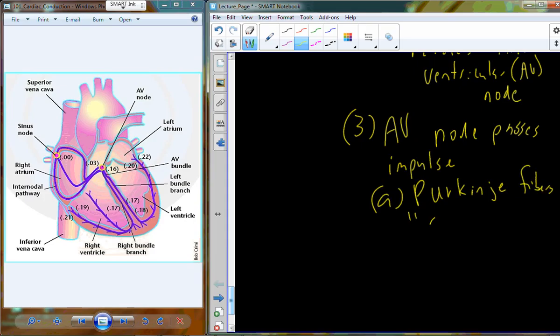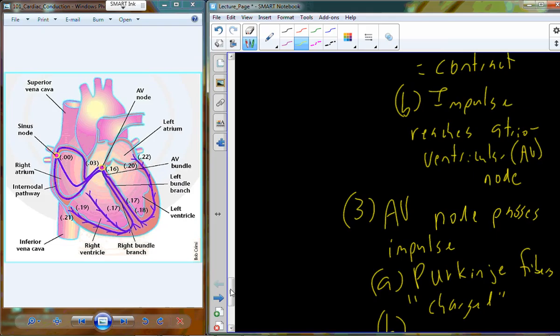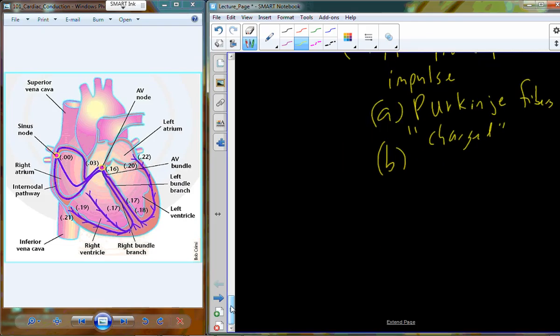And those Purkinje fibers end up being charged. And as they're charged, what do charged cells do? They contract. So these charged cells pass the signal into the other cells of the ventricles. And the ventricle contracts. And what happens? Pressure. As the ventricle contracts, what happens? Ventricular pressure increases, volume decreases, pressure increases, we create a pressure gradient that is the impetus for flow.